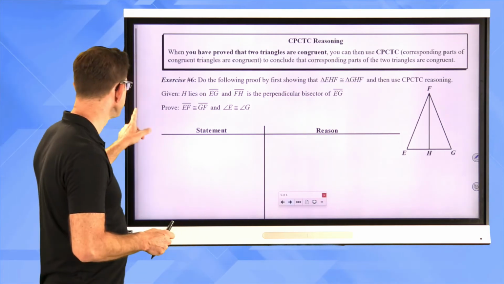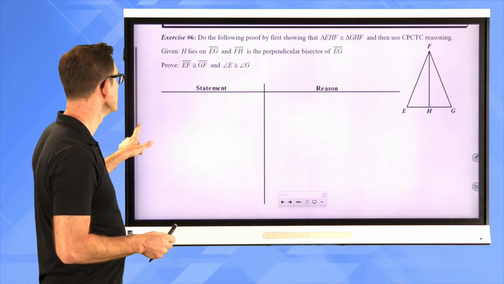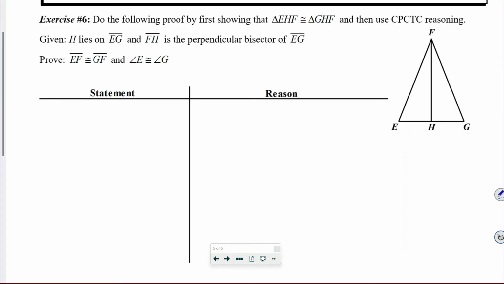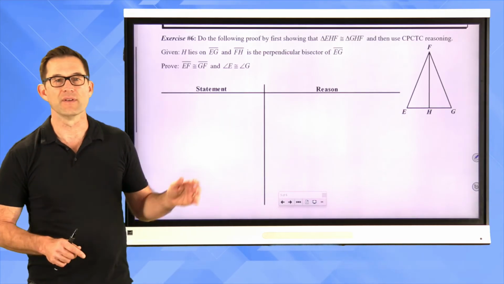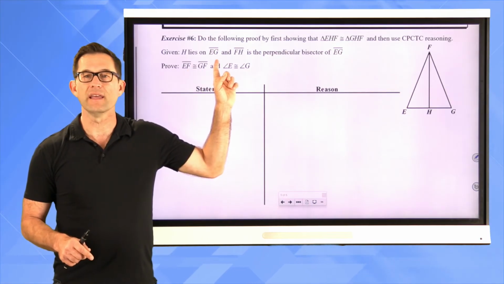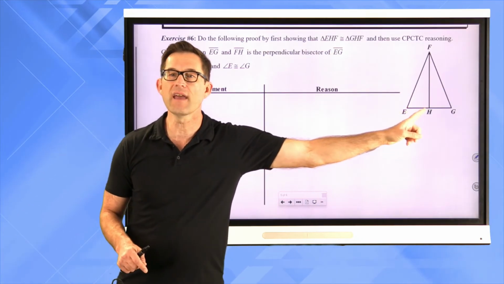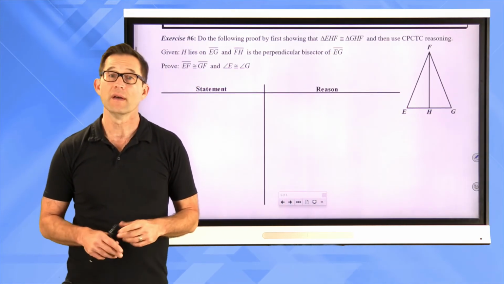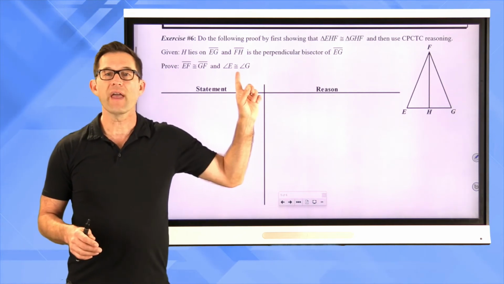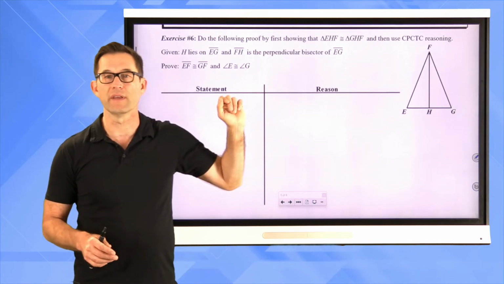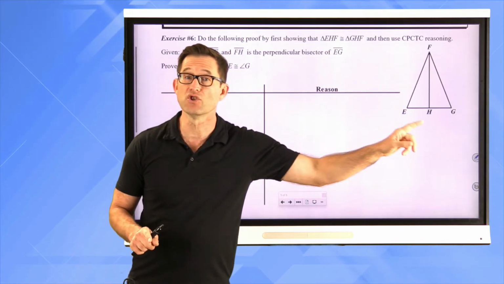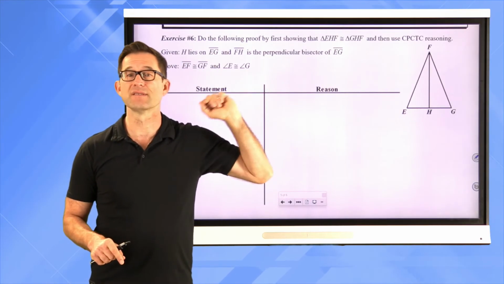So let's take a look at exercise number 6. Do the following proof by first showing that triangle EHF is congruent to triangle GHF, and then use CPCTC reasoning. All right, so let's again take a look at the givens. The first given, H lies on EG. Now again, telling us that H lies on EG really is just telling us that E, H, and G are collinear points, and that is kind of important. FH is the perpendicular bisector of EG. The perpendicular bisector of EG, so that is a whopper of a given. It tells us actually quite a bit.